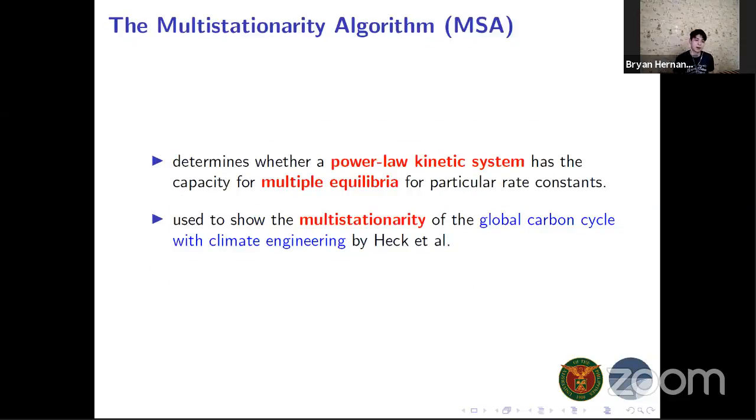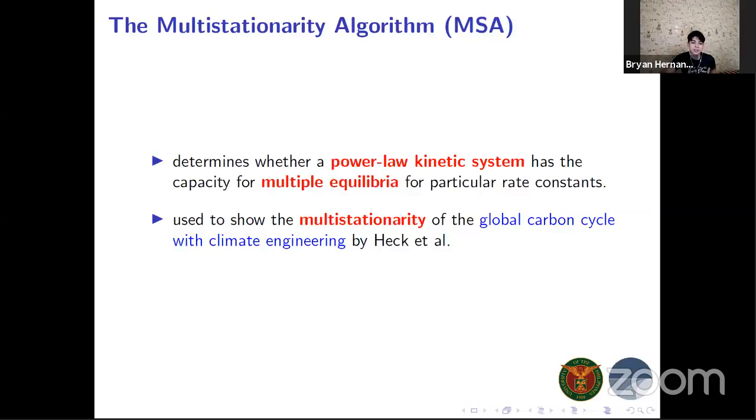We now go to MSA, or the multistationality algorithm. I will not discuss all the steps. I will just describe how this algorithm can be used to analyze multistationality in the biochemical systems theory. It determines whether a power law kinetic system has the capacity for multiple equilibria for particular rate constants. So you have a CRN, and the CRN is endowed with the kinetics, in particular power law kinetics, and then you have the power law kinetic systems. And then we're going to identify whether that system admits multiple equilibria or multistationality.